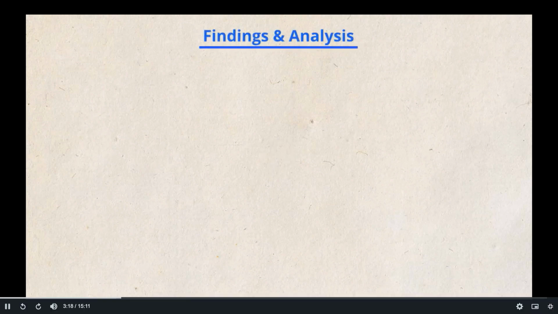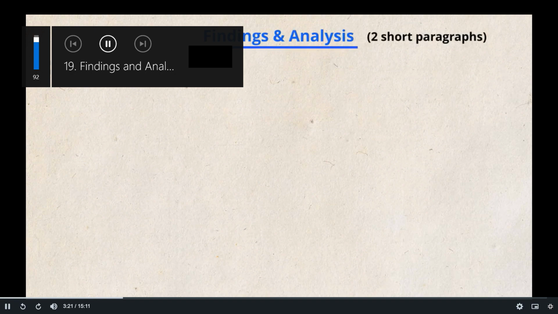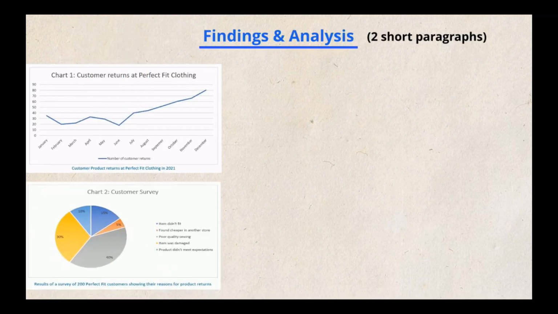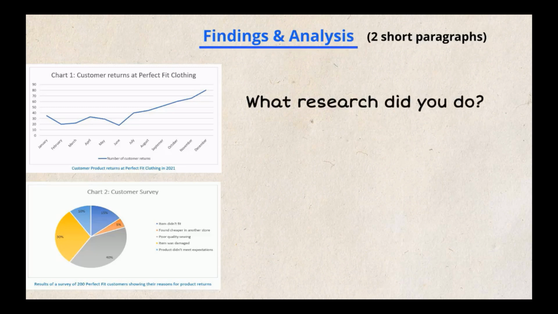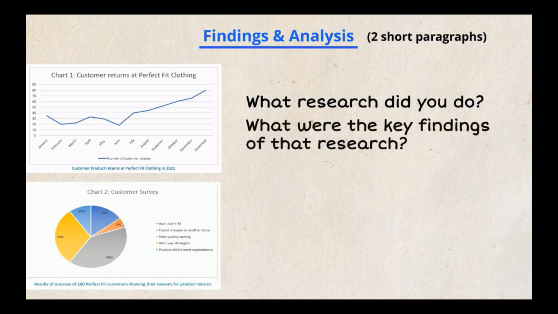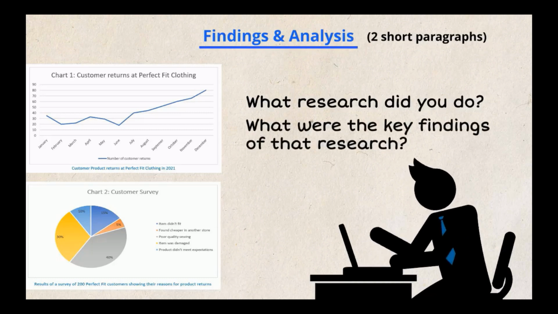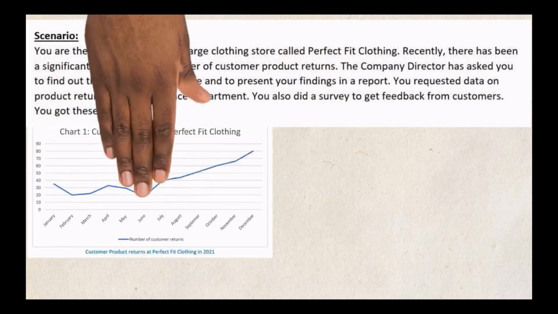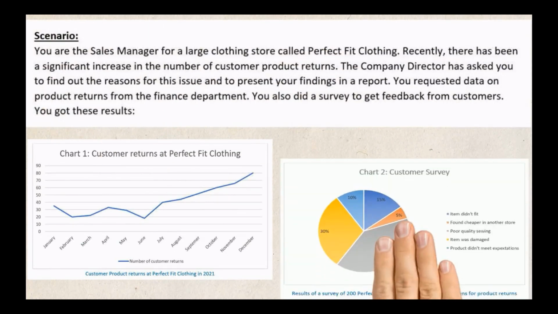Our findings and analysis section will just be 2 short paragraphs, 1 paragraph for each visual. Each paragraph should answer these simple questions. What research did you do? And what were the key findings of that research? All the information that we need is right there in the scenario and the visuals.